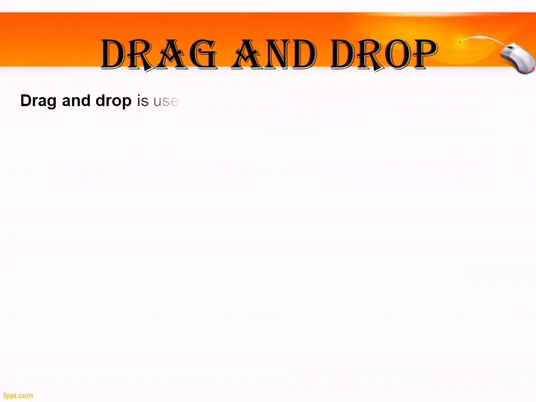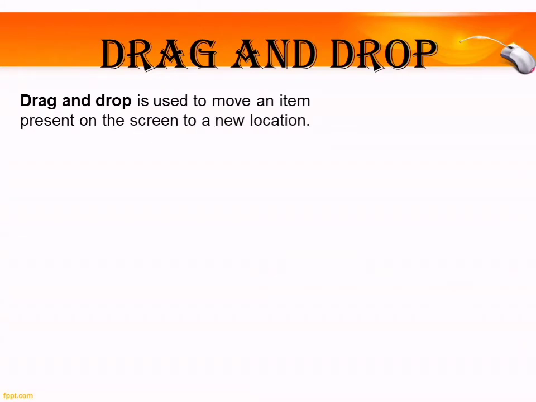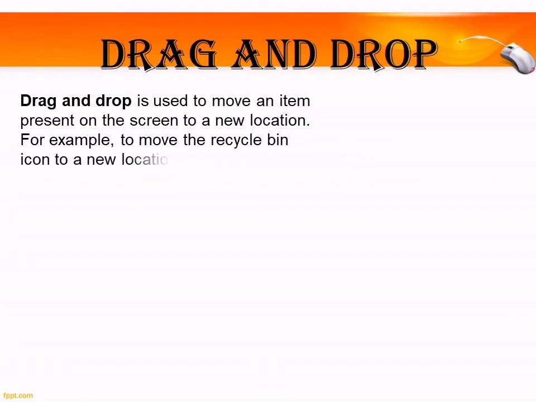The next mouse action that we discuss today is drag and drop. Drag and drop is used to move an item present on the screen to a new location. For example, to move the recycle bin icon to a new location, the steps are as follows.